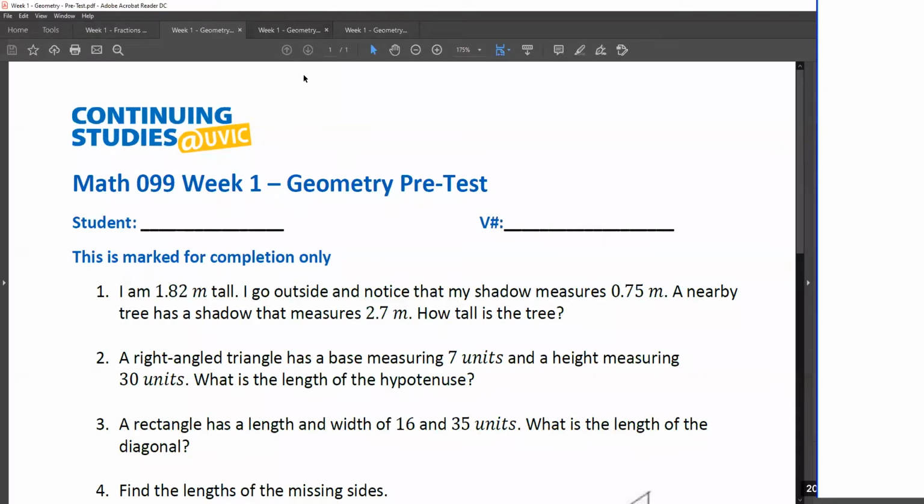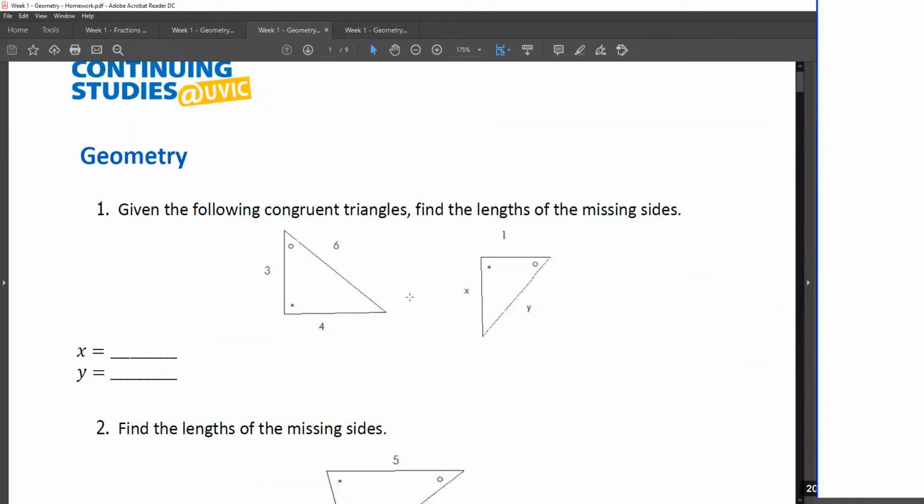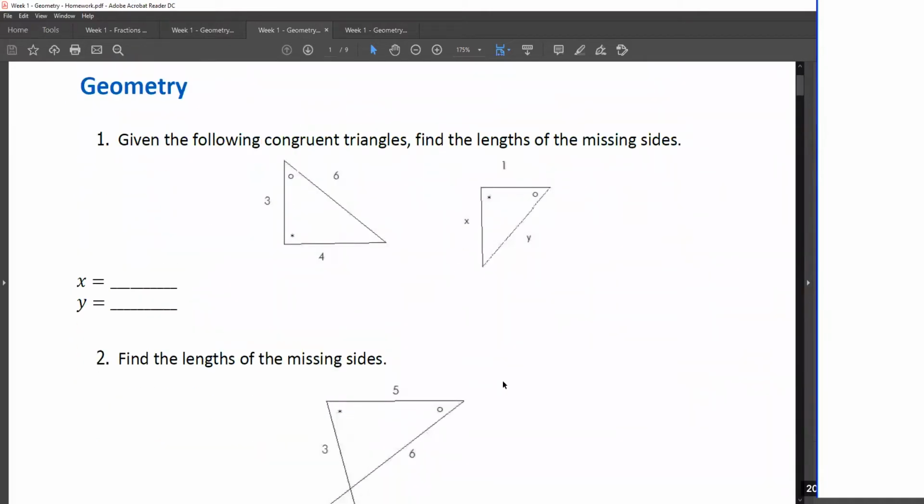That's the geometry pretest. That's not the one I'm looking for. Okay, here we go. So let's start off with question number 1. Given the following congruent triangles, find the lengths of the missing sides. This ends up being exactly like the ratio question that we were dealing with before.